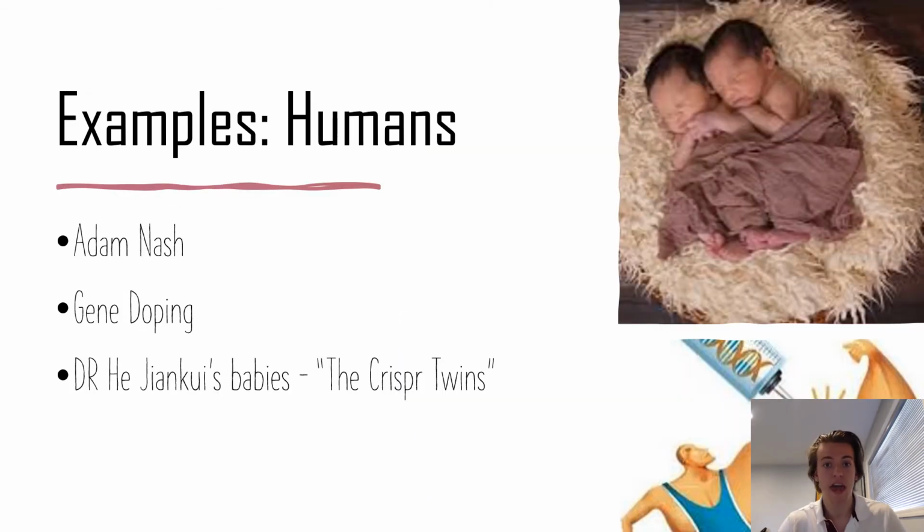So now that we've talked about animals and livestock, let's talk about humans. The first example of human genetic engineering is Adam Nash, the savior sibling, or the world's first boutique baby. His story is that his sister Molly was born with Fanconi anemia, which is a rare, bad type of anemia, and so his parents conceived him through in vitro fertilization, which I talked about earlier, and that way they could alter his genes and make sure that he was free of the disease, Fanconi anemia, so that he could donate cord blood to his sister, therefore saving her life.